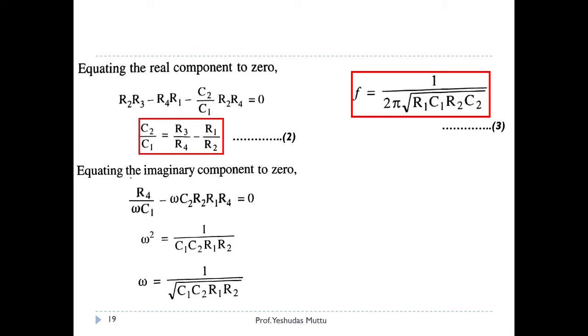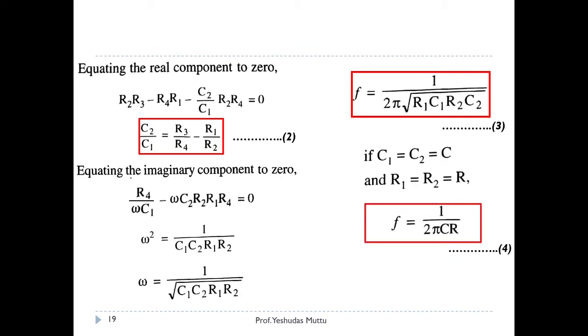I'll use the condition wherein R1 is equal to R2 and C1 is equal to C2. Okay, I've used this particular condition. Substitute it in equation 3 and equation 2. Equation 3 will become this. F is equal to 1 upon 2 pi CR. You can verify over here.